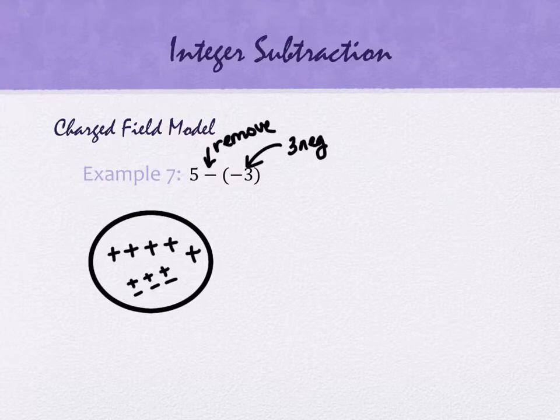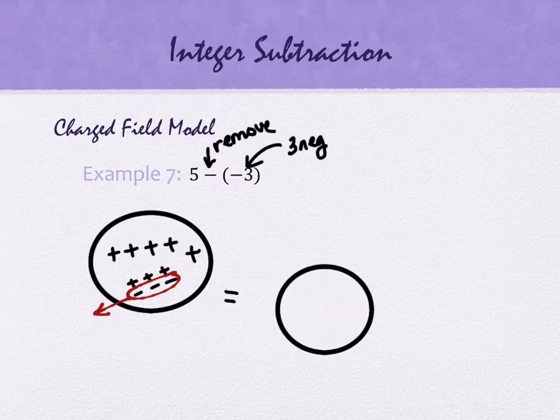But once I remove those 0 pairs, or not the 0 pairs, but the negatives, the 3 negatives, I will change the value of what's in my circle. How much is now in my circle? 8 positives.